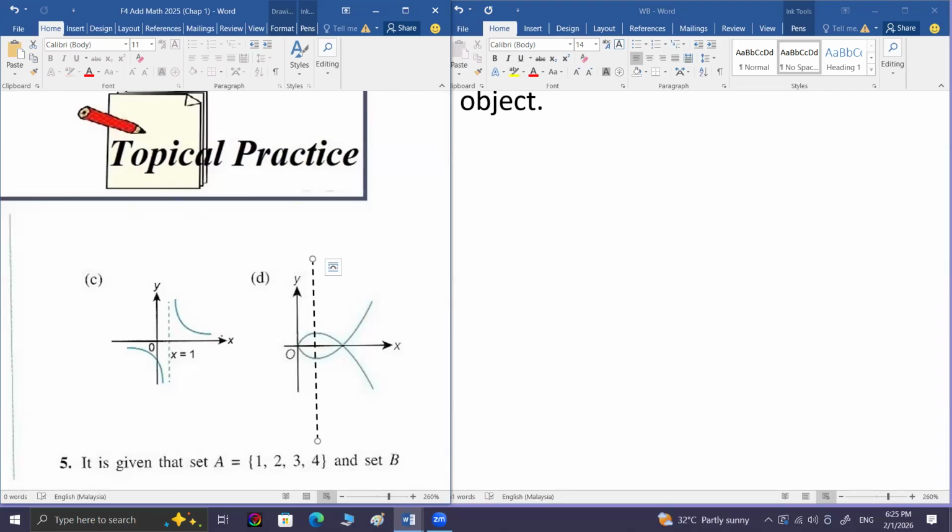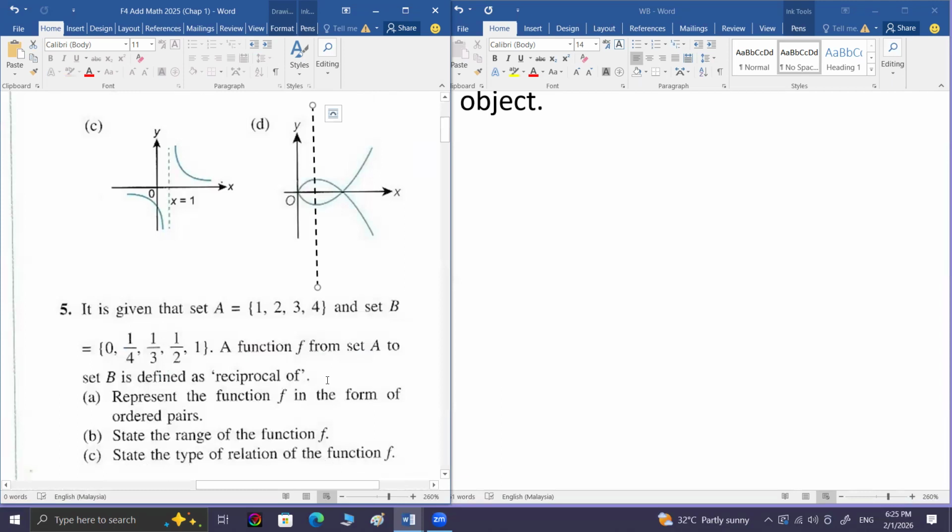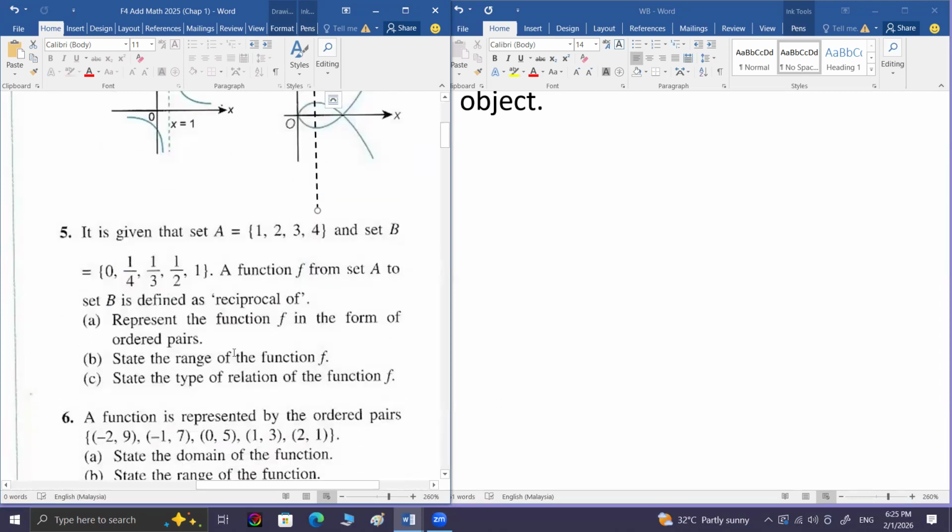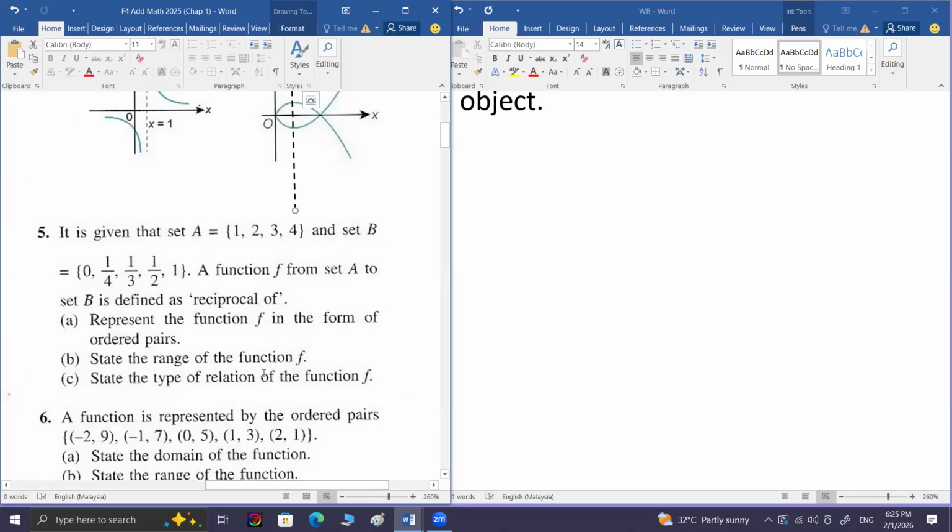We go question 5 now. It is given that set A and set B. A function f from set A to set B is defined as a reciprocal. Remember the word reciprocal? Reciprocal of 3 is 1 over 3. Reciprocal of 2 over 5 is 5 over 2. This one we call it reciprocal. Okay, actually you all learn in primary.